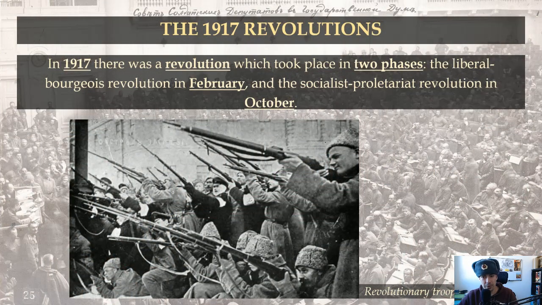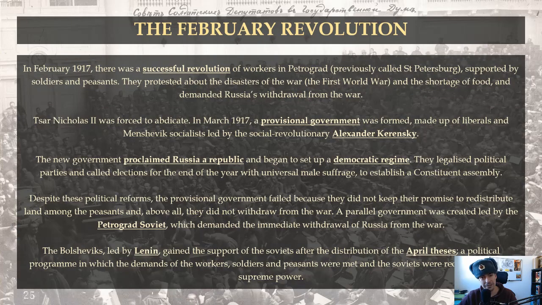And now we reach the year 1917 with the two revolutions. The Russian Revolution had two phases: the first revolution in February, the Liberal Bourgeois Revolution, and the Socialist Proletariat Revolution in October. So let's start with the first. In February, there was a successful revolution of workers in Petrograd, which was the name of St. Petersburg that year. St. Petersburg changed its name several times during the 20th century.